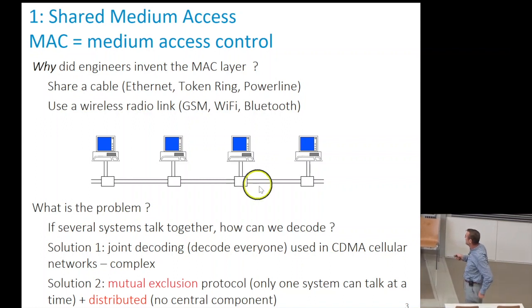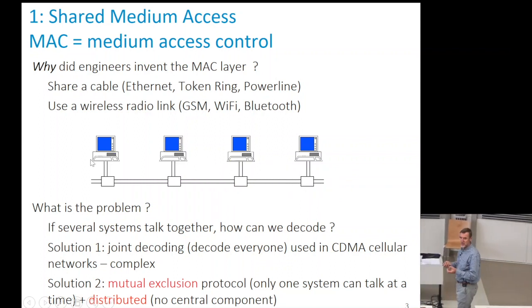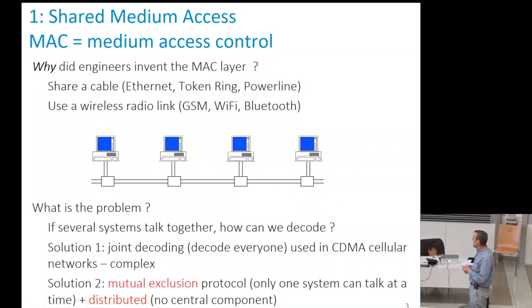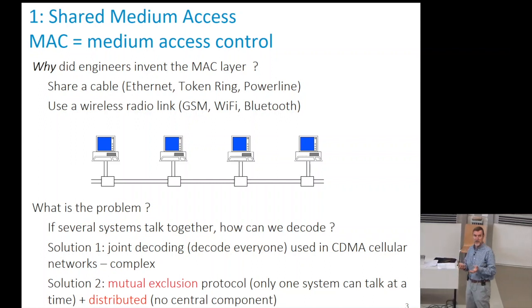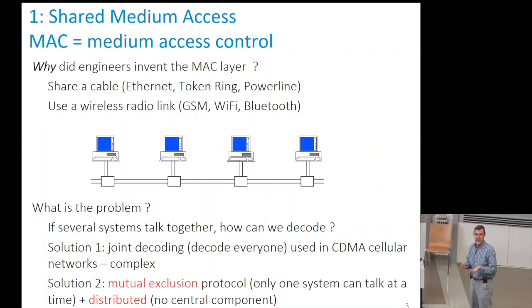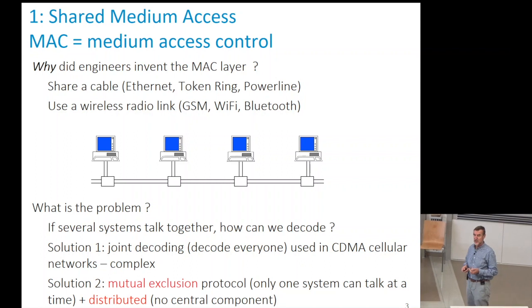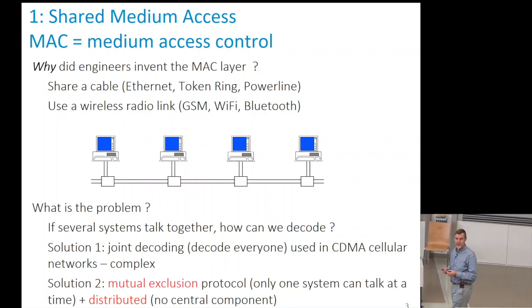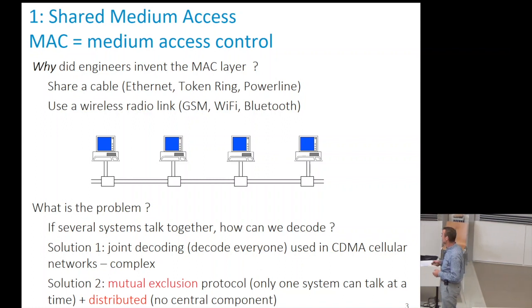So the problem is you have a number of devices, here 4 computers, connected to the same cable, the same physical medium, and you want the thing to work. Now, what is the problem if you connect several devices to the same cable? It is like if several people talk in the same room, you have collision. So how do you handle collision?